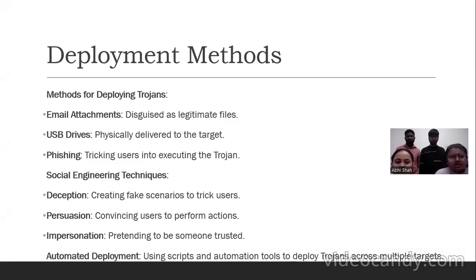Deployment methods. The methods for deploying Trojans are email attachments, USB drives, phishing, and social engineering techniques like deception, persuasion, impersonation, and automated deployment. Next will be explained by Abhi, that is the live demo.